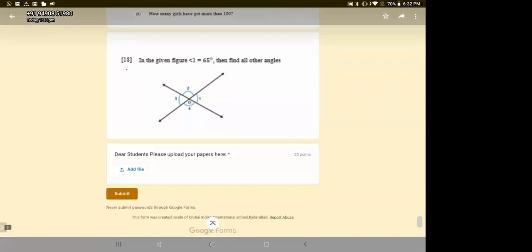Very good, Nana. Correct. You are correct. Very good. Vertically opposite angle rule you have to take. First angle equals angle 3, so angle 3 is 65 degrees. Then the linear pair you have to use, then you will get all angles.